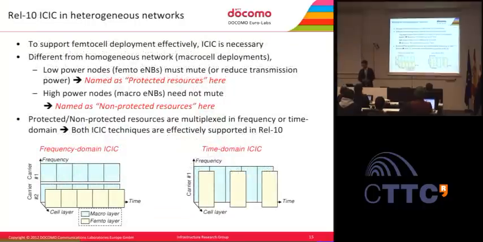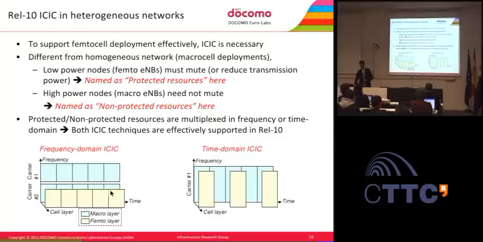Okay, so in release 10, what can we do? As I already mentioned, we can do frequency domain ICIC and we can do time domain ICIC. We can have what are called protected resources, and we can have non-protected resources. And the lower power nodes must do everything they can to not cause interference to the protected resources. And the high power nodes need not do anything.